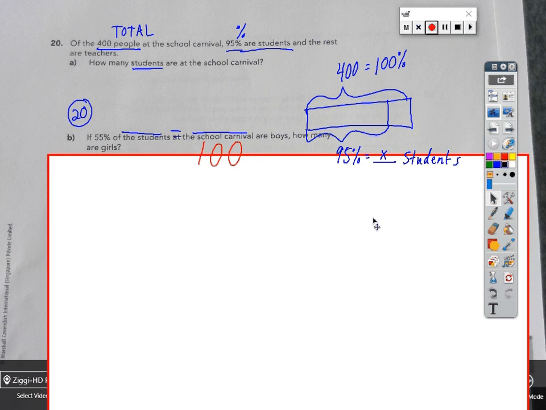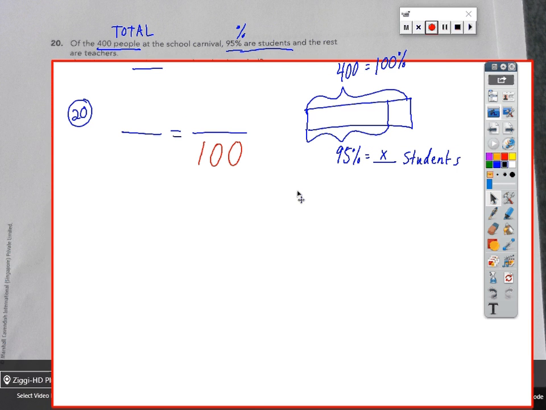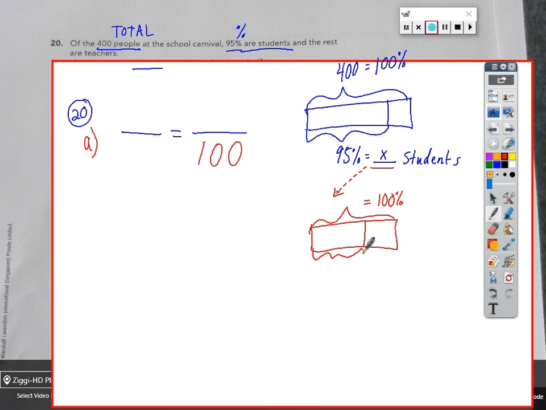It says, if 55% of the students at the school carnival are boys. Oh, that's interesting. If 55% of the students are boys, how many are girls? Well, this is a different question. I'm going to have to take what I just got from part A. So this is part A. I should have labeled that on my workspace, part A. I'm going to have to take the total number of students that I find, and that's going to become my 100%. I'm just going to be talking about the students next. So however many that was, and I didn't solve this for you, so I can't tell you for sure, that's going to be your 100% of students. And then you're going to have to show me how they broke that bar into chunks for boys and girls. So really trying to give you some hints here.